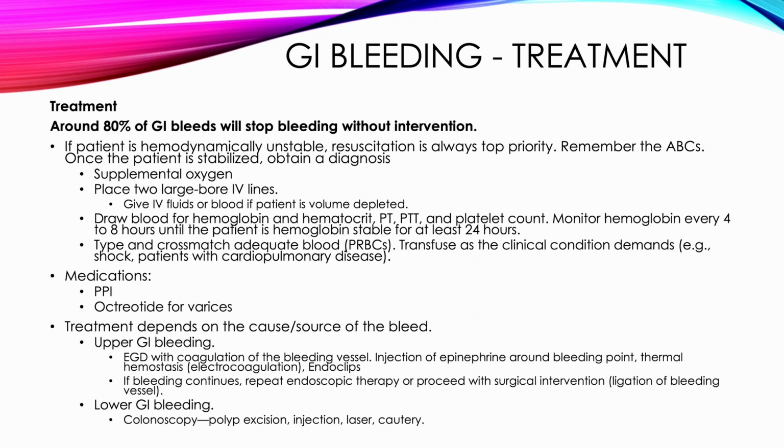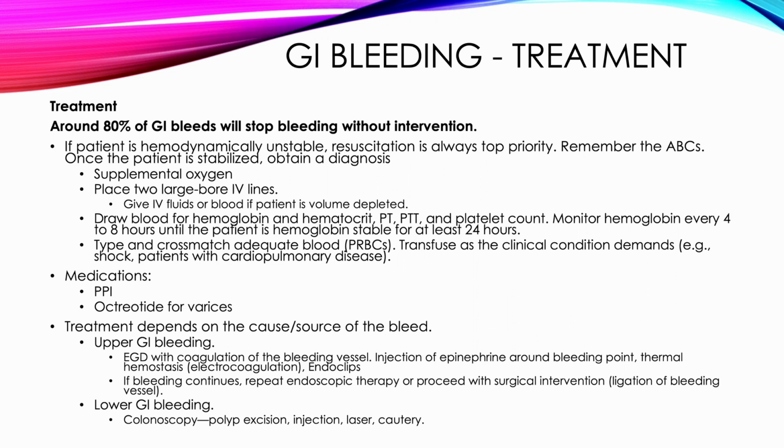And then once the patient is stabilized, you can obtain your diagnosis. You'll again want to give supplemental oxygen, place the IVs, consider intubation, give fluids. You'll want to draw lab work, including CBC, including H&H, PT, PTT, and platelets are in the CBC. And you'll want to monitor the hemoglobin. Remember, we said that initially the hemoglobin and hematocrit can be normal for a period of time before you start seeing it drop. You start monitoring, and you keep monitoring every 4 to 8 hours until the hemoglobin is stable for at least 24.